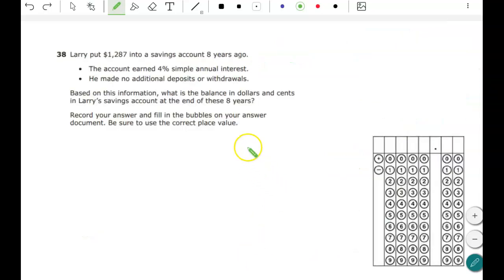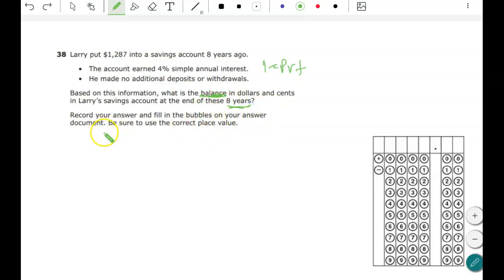All right, next one. So Larry put $1,287 in a savings account 8 years ago. The account earns 4% annual simple interest. Simple interest is this formula. He made no deposits or withdrawals. Based on the information, what is the balance in dollars and cents after 8 years?